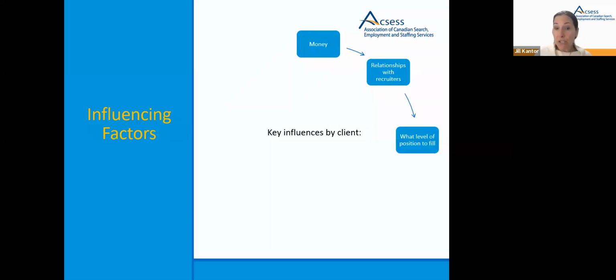What level is the position that they're trying to fill? What's the reality around their ability to fill that position? How can we help coach them around that? What are the current market conditions?